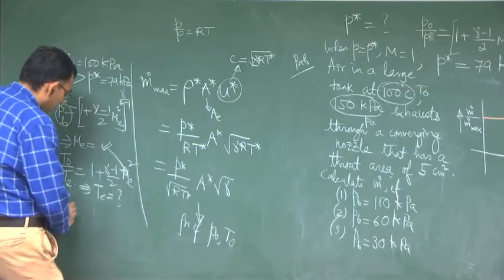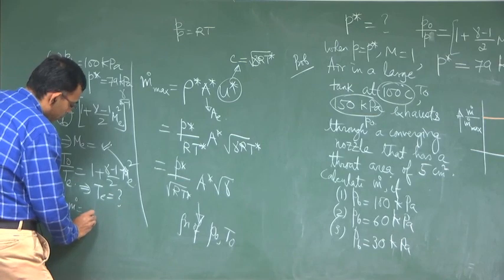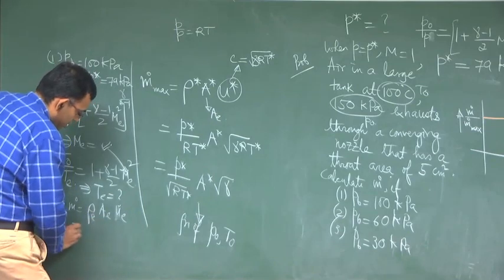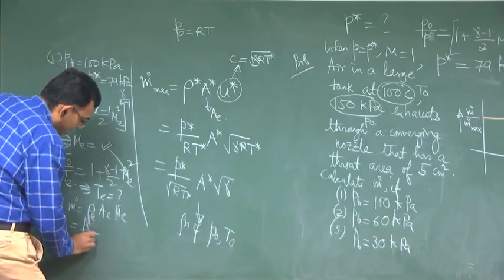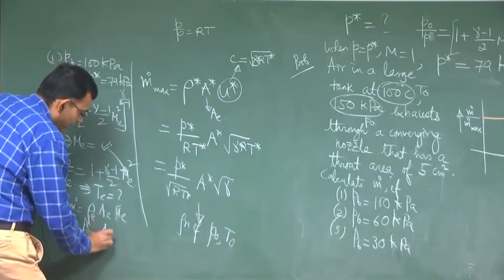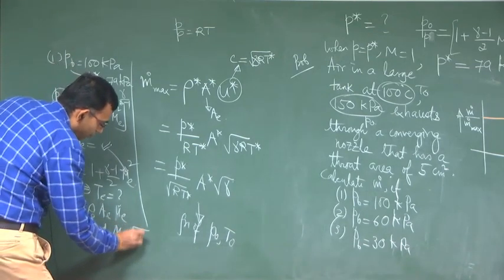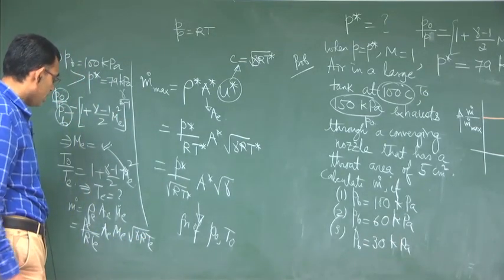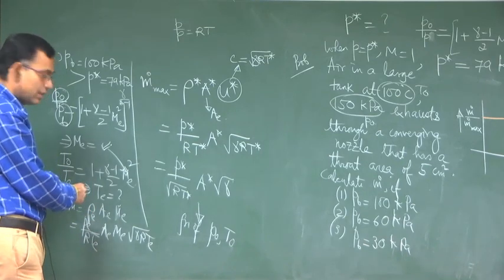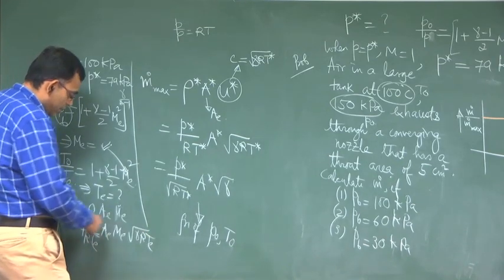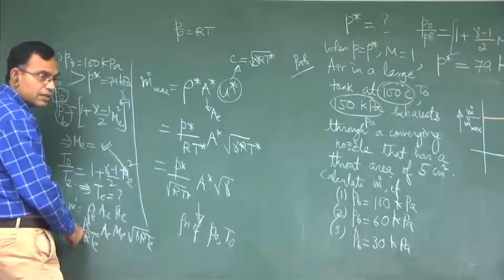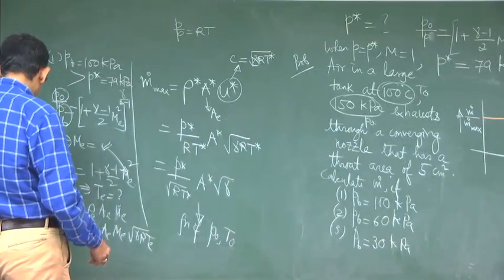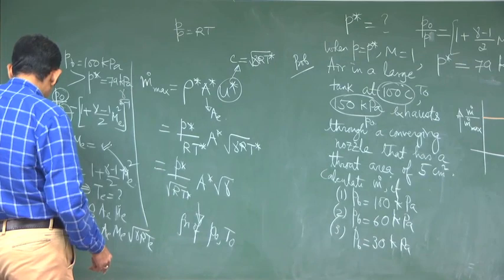Once you know Te, what is m dot? It is rho E A E U E. So, this is rho E is P E by R T E into A E into M E square root of gamma R T E. Okay. So, you know everything in this formula: the area, M E, T E, P E, R for air. So, if you substitute all this, you will get m dot is 0.15 kg per second.